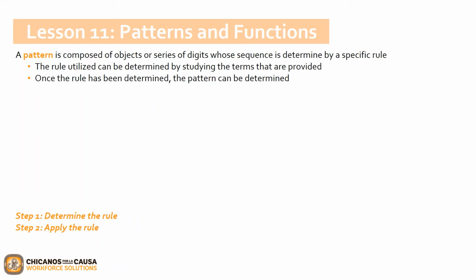A pattern is composed of objects or a series of digits whose sequence is determined by a specific rule. The rule utilized can be determined by studying the terms that are already provided. Once the rule has been determined, the pattern can then be determined itself. So let's look at an example. Example 1. Find the 7th term in the sequence. The sequence being 1, 2, 4, 8, and 16.